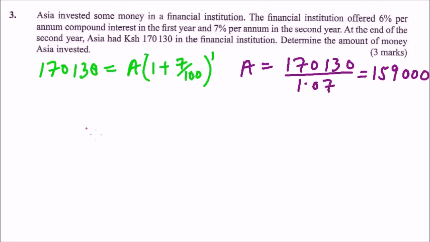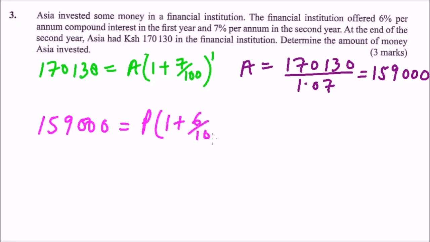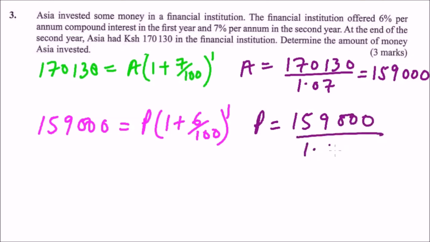That means the first year amount was 159,000, which is equal to the principal, the amount of money he had invested, times 1 plus 6 over 100 to the power 1. Now, to get our P, we divide 159,000 by 1.06. So P is equal to 159,000 divided by 1.06. Using your calculator, when you divide that, you get P is equal to 150,000.